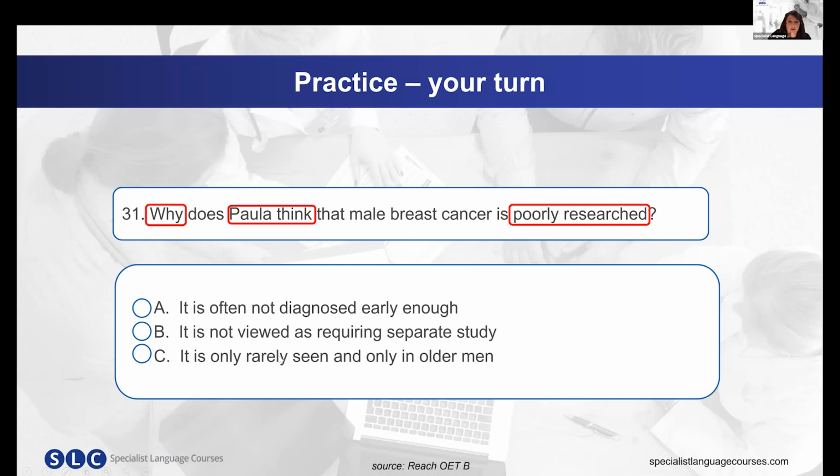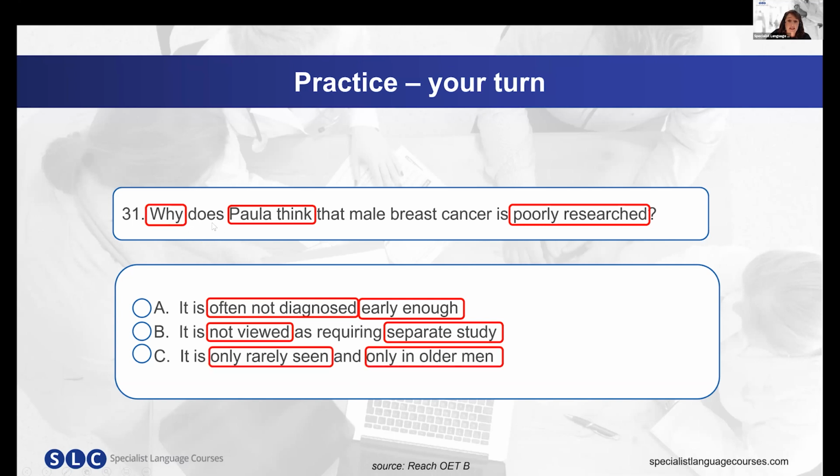Then we notice the differences. Here we have information about the diagnosis. Is the reason that it's poorly researched because it is not diagnosed early enough? Therefore, there's a lack of research. Is the reason that it is poorly researched because it's not viewed as requiring separate study? So here we can assume that perhaps she's going to compare male breast cancer to female breast cancer, and it suggests that perhaps it doesn't need a different study, just the same study as for women.